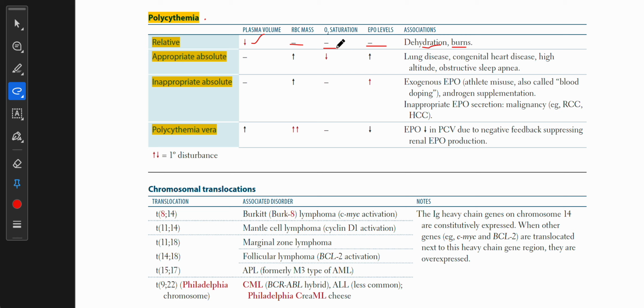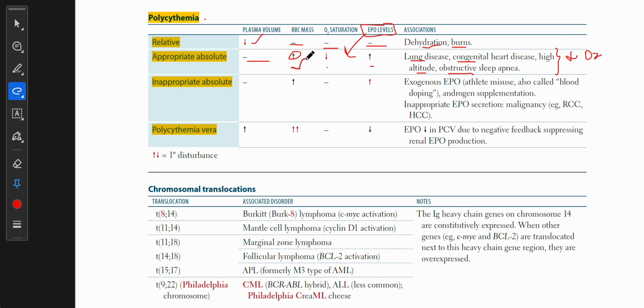It occurs in the case of dehydration and burns kind of things. And in appropriate absolute, the plasma volume is normal, RBC mass is increased, oxygen saturation is decreased, EPO levels are increased. It actually occurs in the case of lung disease, congenital heart disease, high altitude, obstructive sleep apnea. In all these cases, there is hypoxia, that is a decrease in oxygen saturation, and the partial pressure of oxygen will decrease to less than 60 mm of Hg, and that will be sensed by the kidneys, and those kidneys will release EPO, that is erythropoietin, and that erythropoietin leads to erythropoiesis and thus an increase in RBCs.